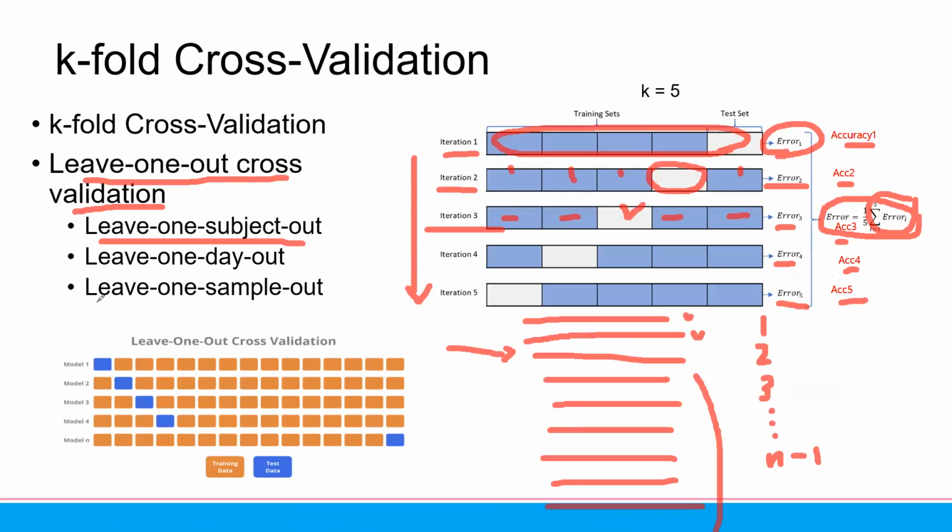The idea is the same with leave one sample out. One sample means one row. If one row is eliminated, then we can use the same wording as with the subject. We can have leave one day out.